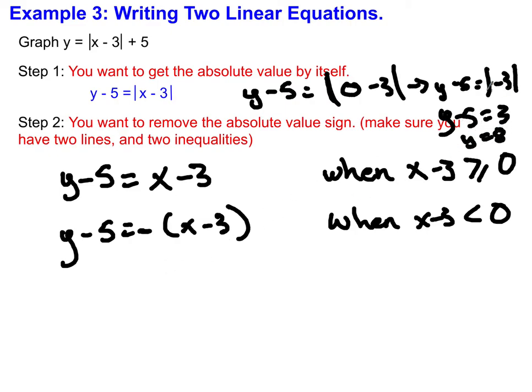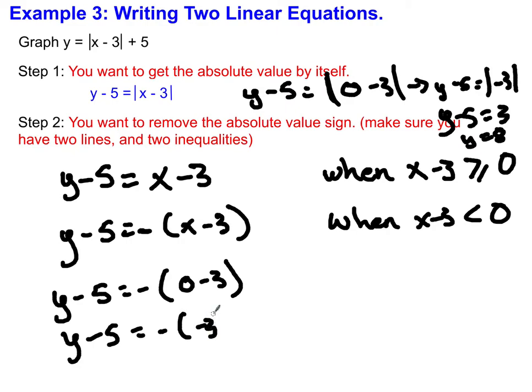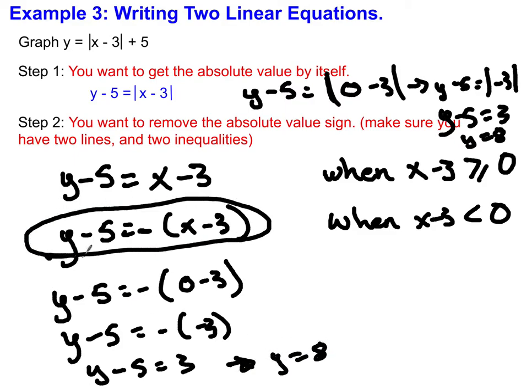Okay, now let's plug in 0 for x here. Y minus 5 is equal to negative 0 minus 3. Y minus 5 is equal to negative 3. You see how on this step that negative number being multiplied does the same thing that the absolute value would have done. Y minus 5 is equal to 3. And then that gives us y equals 8. So this equation is the same thing as this equation if this stuff inside was a negative number.